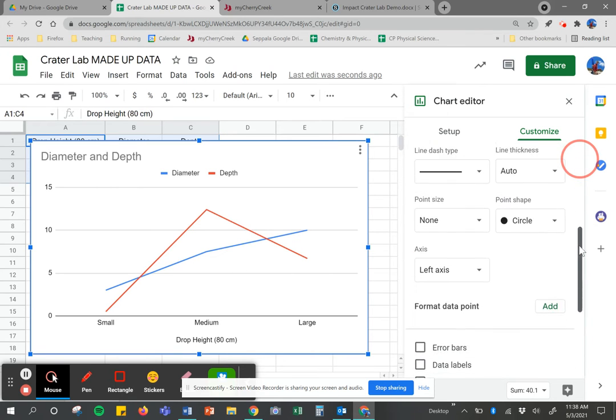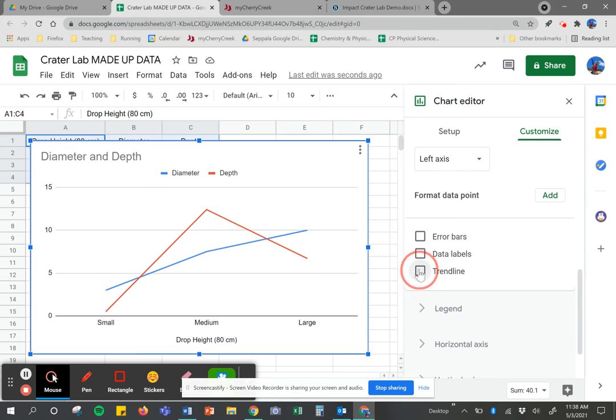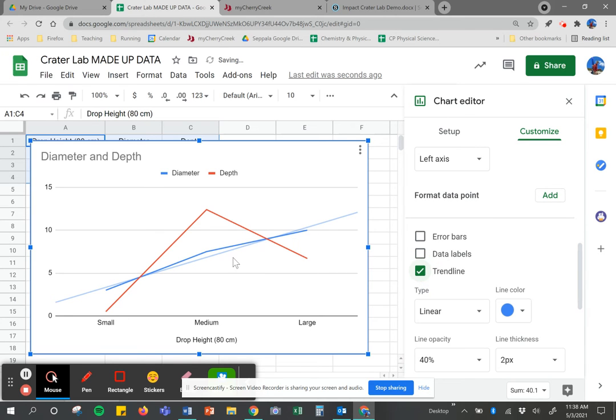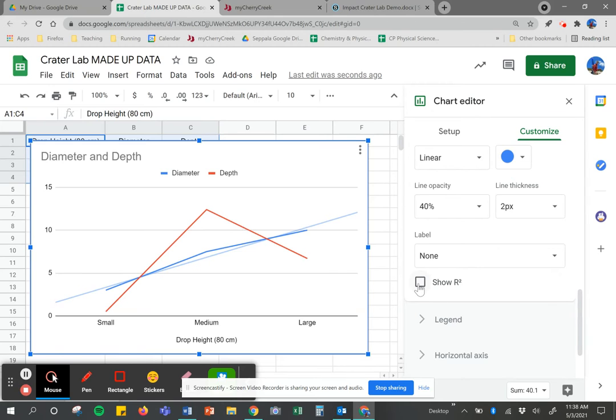I'm going to scan down, and I'm going to pick Trend Line. That gives us basically an average of our data. That thin blue line gives us an average of that data. And then the last click, scan down, is Show R Squared. The R squared for diameter is 0.97. That's excellent. A perfect R squared is 1.0, so anything in the 9s is a very, very tight correlation.